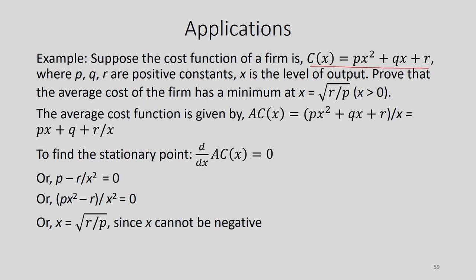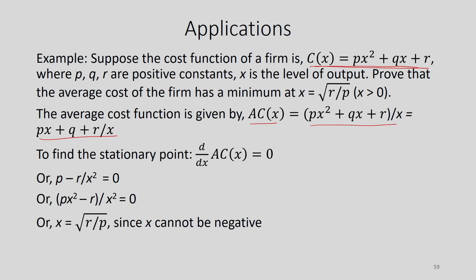Now, the cost function is given, which is P x square plus Q x plus R, then we can find out what is AC, or the average cost. This will once again be a function of x. So, what I need to do is that I take the cost function, that is P x square plus Q x plus R, and divide that whole thing by x. And if we do so, it becomes this expression, P x plus Q plus R divided by x.